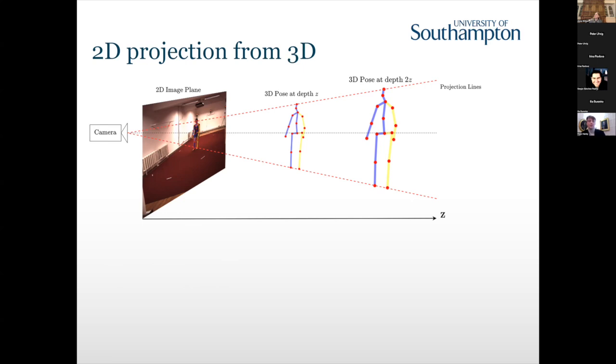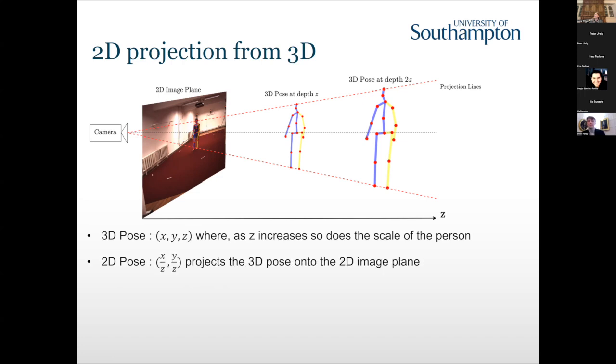I'm just touching on this briefly. For those of you who are computer vision experts, I'm going to make a few assumptions to simplify it, which I'm not really going to discuss, but if you want to ask me about the assumptions afterwards, you can. So we have this 3D pose, which is XYZ, where as Z increases, so does the scale of the person. To project the 3D pose onto the 2D image plane, we can simply divide the X and Y coordinates of the 3D pose by Z. This assumes that the camera is aligned with the root of the person, so obviously there's no camera distortion and things like that.